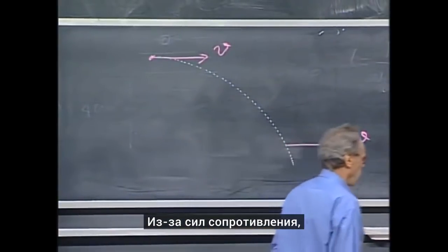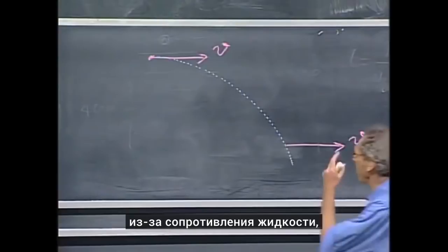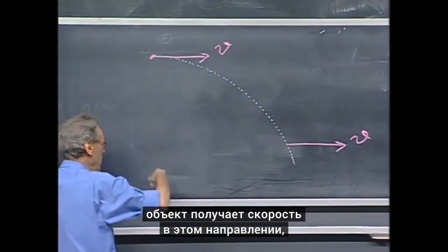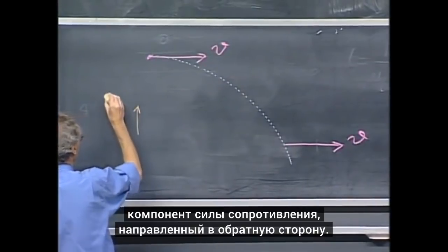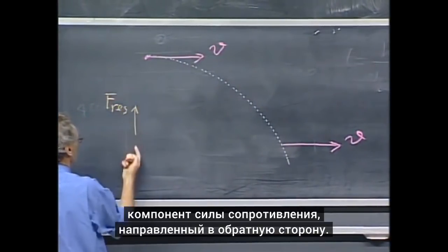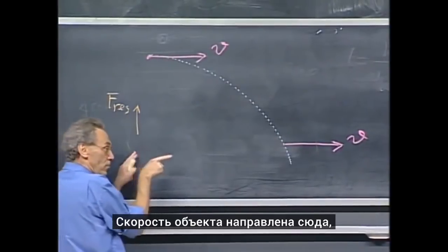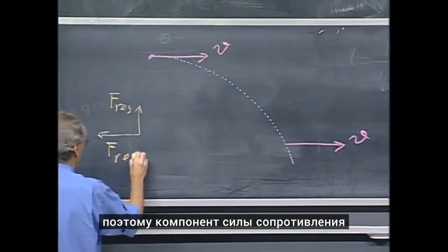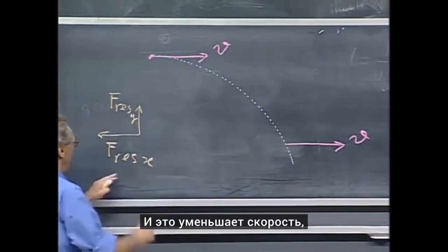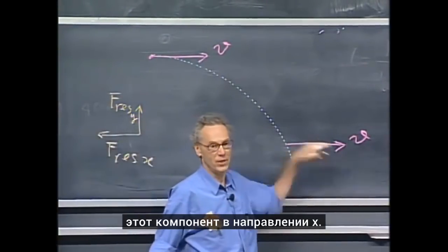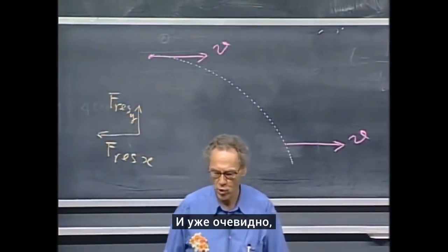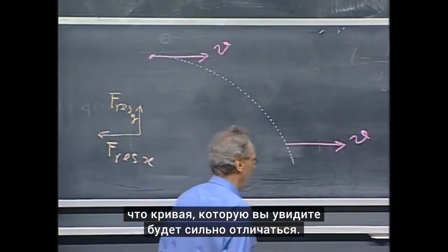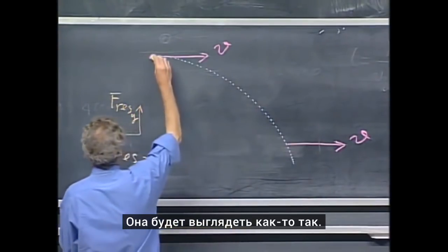Because of the resistive forces, because of the drag by the liquid, the object is going to get a velocity in this direction, so there's going to be a component of the resistive force opposing it. It has a speed in this direction, so there's also going to be a component of the resistive force in this direction. And that will decrease this speed, this component in the x direction. And so you can already see that the curve that you're going to see is a very different one. It's going to look something like this.